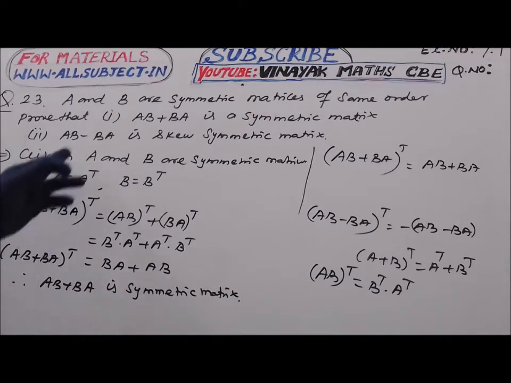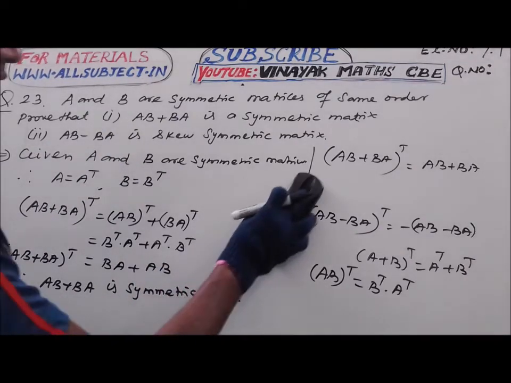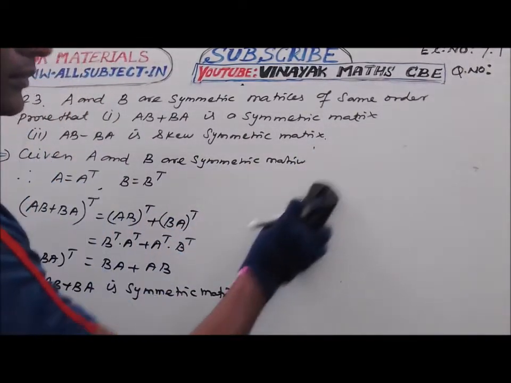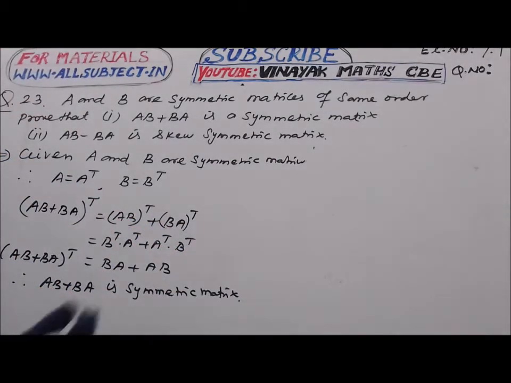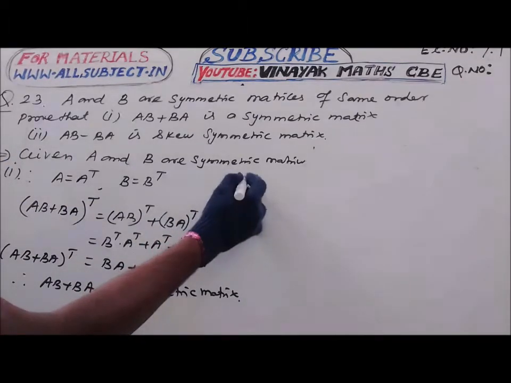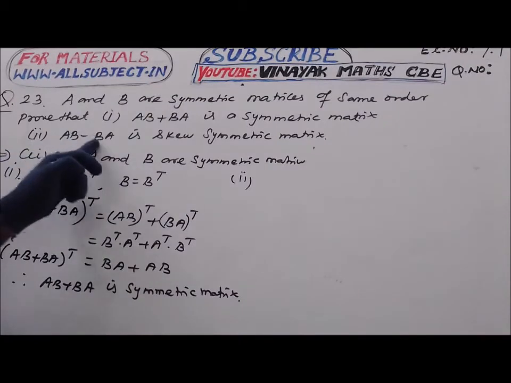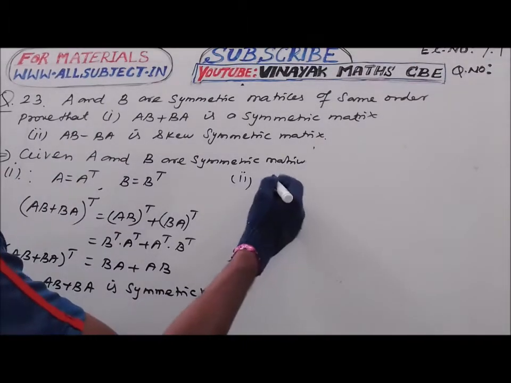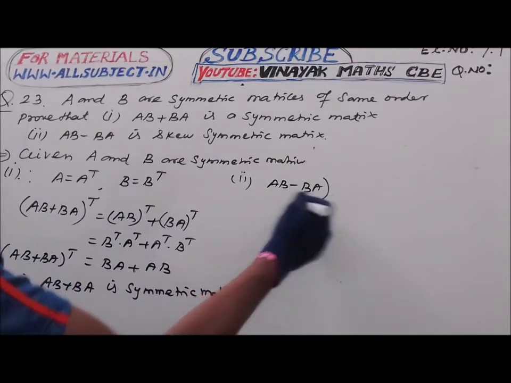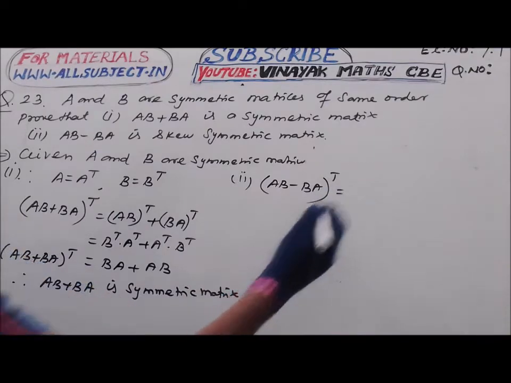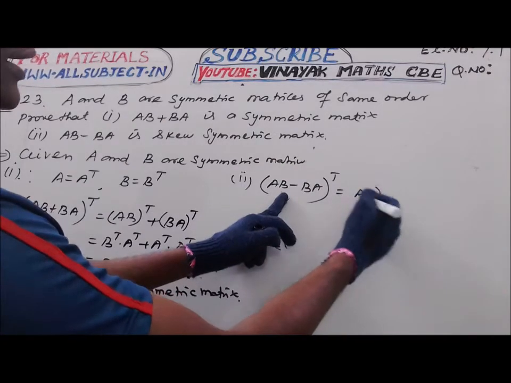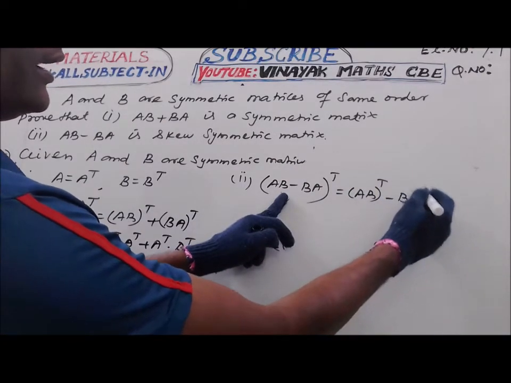And now we need to prove the second one is a skew symmetric matrix. For the second condition, this is subdivision number 1 and here subdivision number 2. We should prove (AB minus BA) whole transpose is equal to minus of (AB minus BA). So (AB minus BA) whole transpose equals, here also we can separate the transpose by minus, which implies (AB) whole transpose minus (BA) whole transpose.